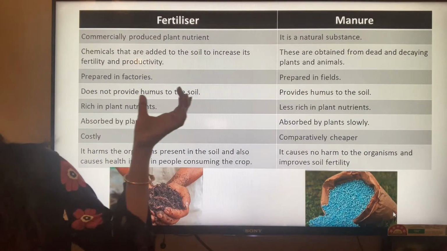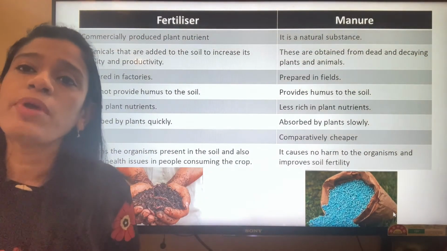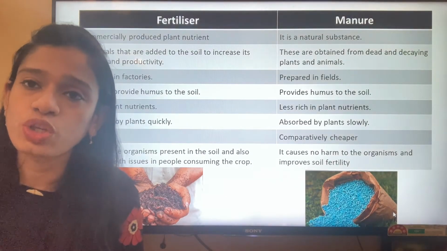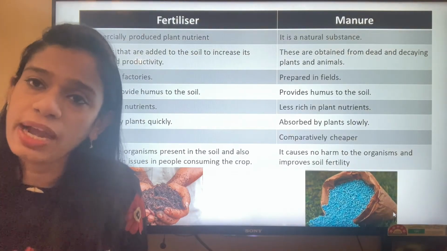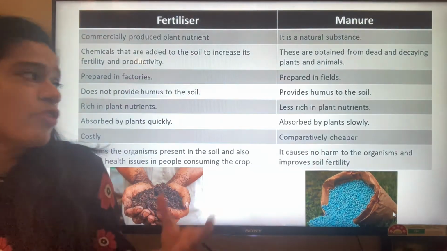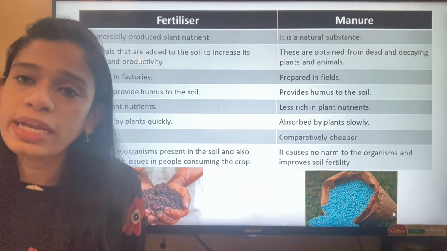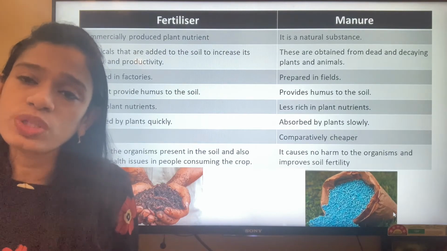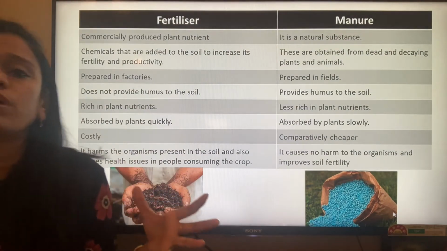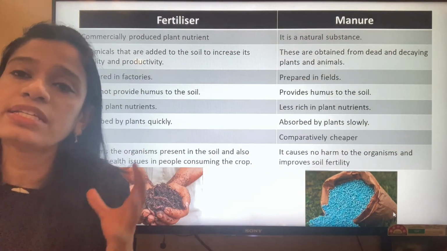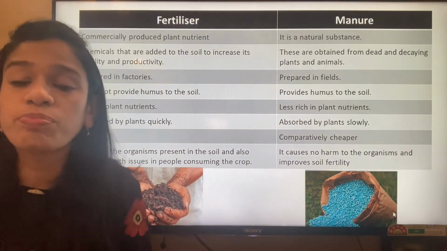Fertilizer does not provide humus to the soil. After some time the fertilizer actually gets washed off because it does not increase the fertility. It just provides nutrition to the plant and then it is done. Whereas manure provides humus to the soil. It does not only provide nutrition to the plants, but it also enriches the soil. Whatever nutrients are required by the plants, it supplies in ample amount. It is rich in plant nutrients.